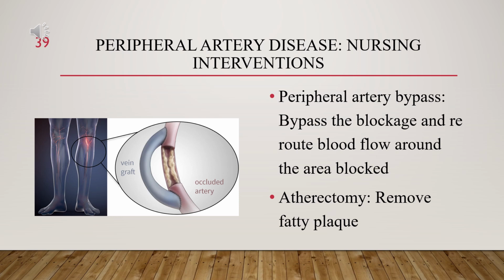Sometimes the arteries are too badly gone, so they might need a peripheral artery bypass, where the surgeon bypasses the blockage and reroutes the blood flow around the blocked area, or an atherectomy, where they go in and rotor-rooter or remove the fatty plaque, again to open that vessel so that blood can flow more freely.